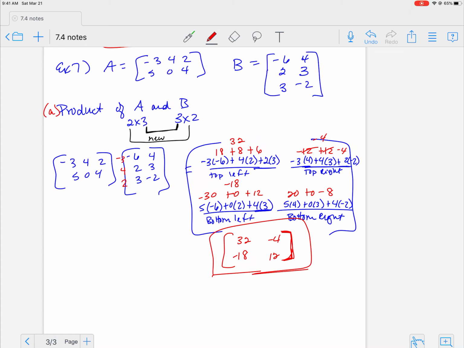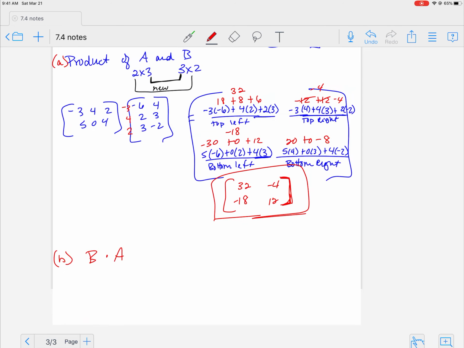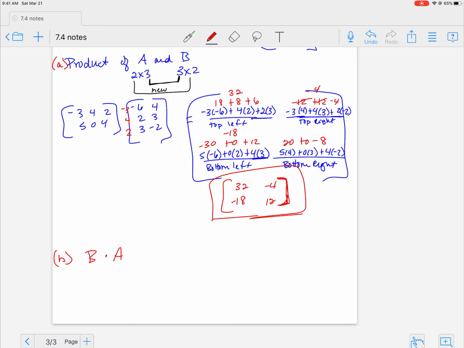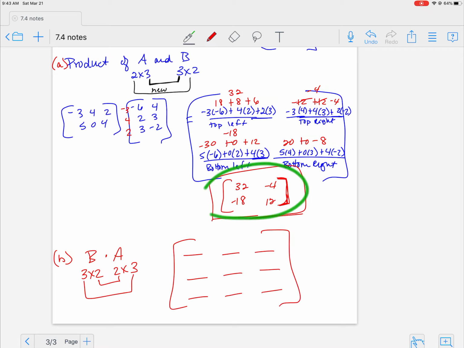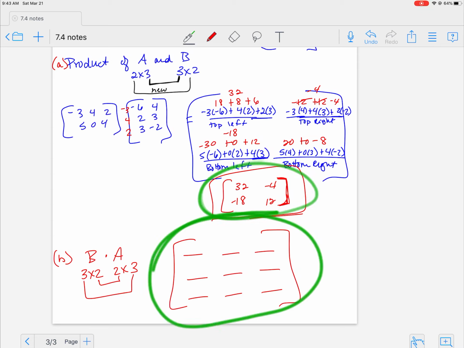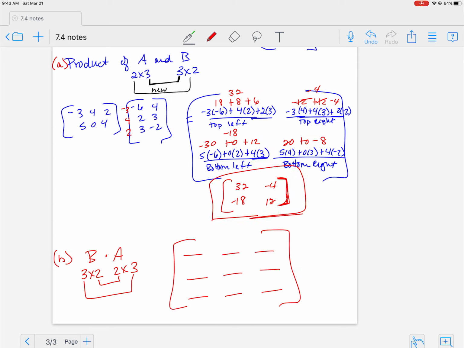So let's just call this part A, even though the book doesn't have it. Let's call this part B. I want to do B, and I'm just going to write it, B times A here that we're looking at. Well, if that's the case, my B here is a 3 by 2, and my A is a 2 by 3, right? These match, so we're good. My new matrix for this one is going to be a 3 by 3. Are those going to be the same? So this one, my product is a 2 by 2. This one, my output's a 3 by 3. So do you see how they're not the same there?